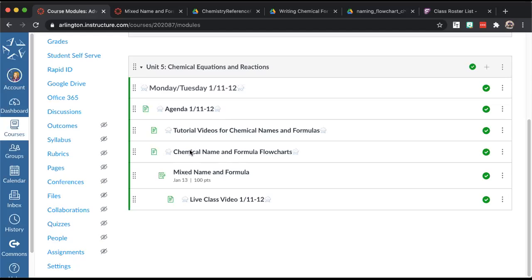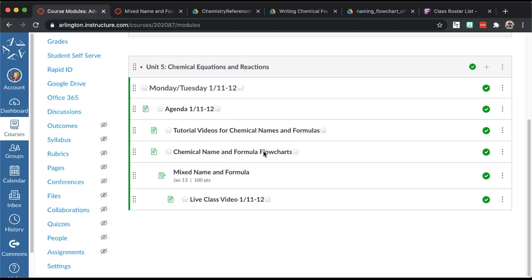Okay. The second page here has these flow charts. When you click on it, there are two flow charts. One of them is for writing chemical names, and the other one is for writing chemical formulas. These two flow charts are what you're going to be using a lot today because they guide you and walk you step by step through the process of how to write chemical names and formulas. The reason for that is because we learned different types.